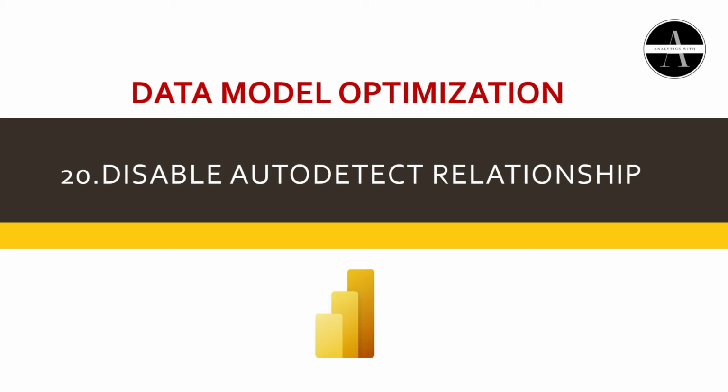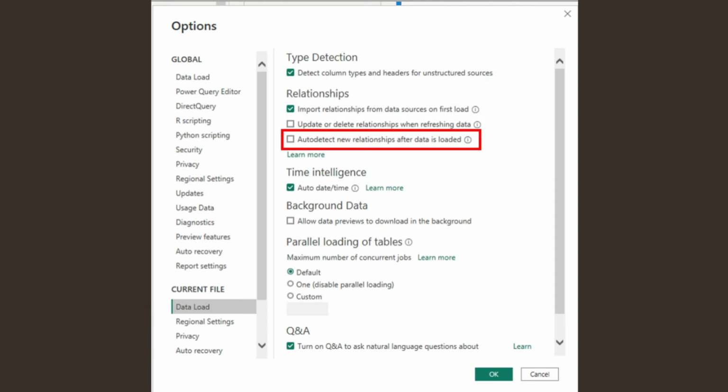Point number 20, disable auto detect relationship. Turning off auto-detect relationship in Power BI improves performance by reducing unnecessary calculations and relationships that Power BI might create automatically. It gives you more control over the model, allowing you to manually define only the essential relationships, which optimizes report loading and query performance.